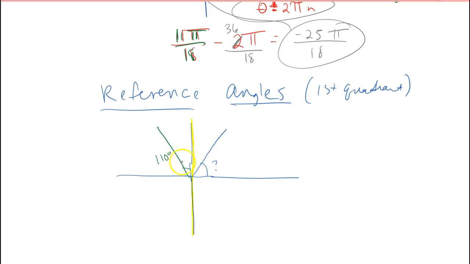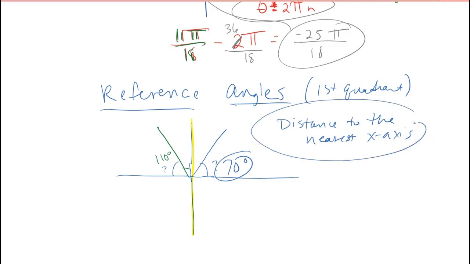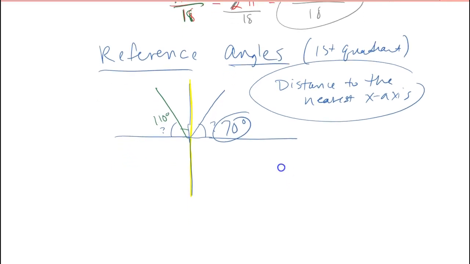But you need to figure out this. And the way you're going to figure that out is if you can figure out the other side. So how far away is 110 from 180? Well, it is 70 degrees away. So that's going to be the reference angle. It's how far away you are from the nearest x-axis. And if you can figure that out, you will find your reference angle every single time. So keep this in mind. Let's do another one in degrees, then we'll switch to radians.